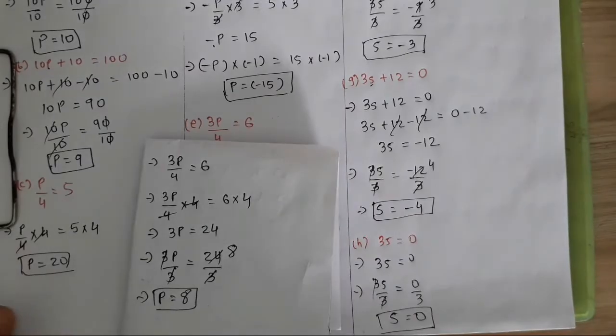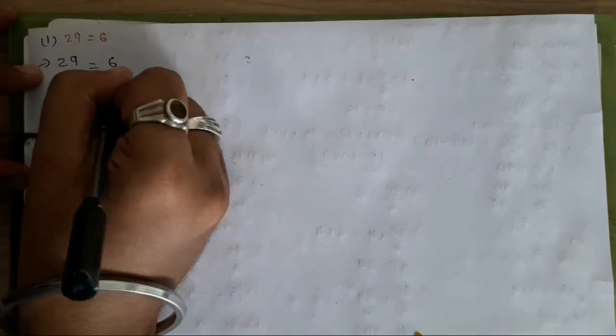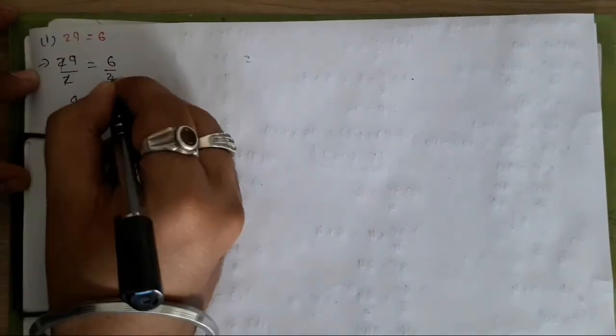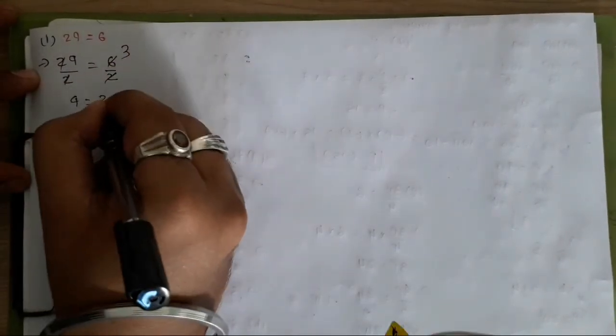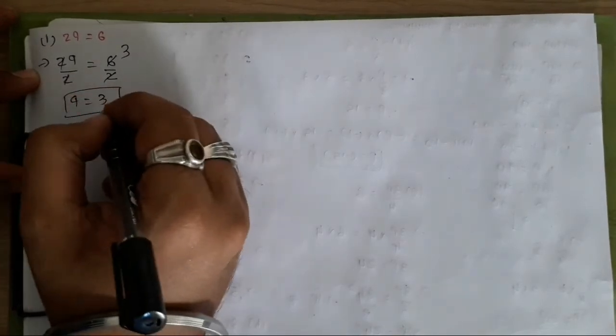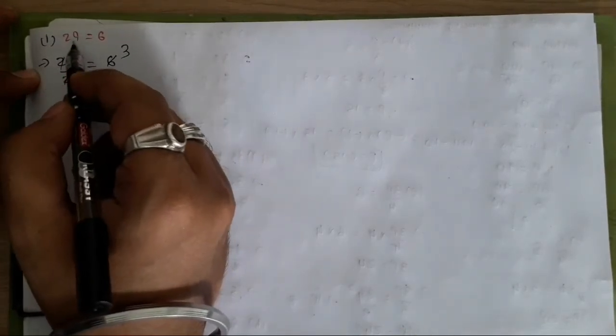Now the next one, 2q is equal to 6. Here the variable is q. Now to find the value for that, I have to remove this 2. So for that, we all know to remove this, I have to divide this term with 2 and I have to also divide the other side with 2. So here 2 will be cancelled. So q is equal to, we all know 2 3s are 6, 3 is my answer. So if I put 3 here in place of q, then I will get 3 into 2, 6. I will get 6.